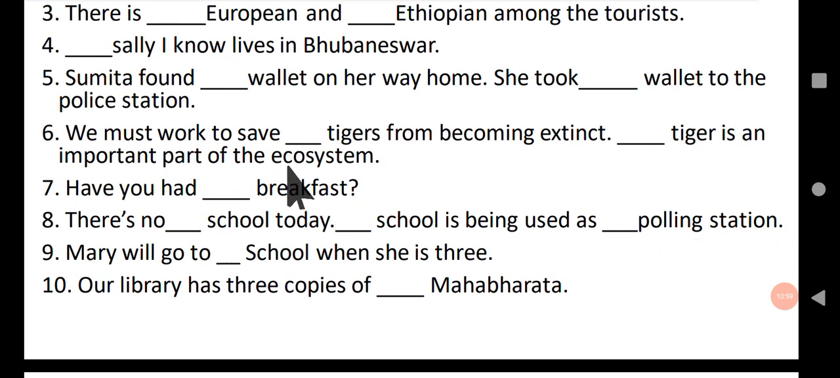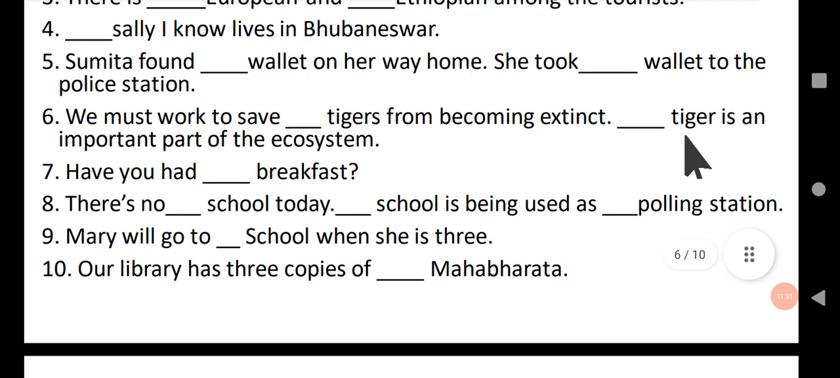We must work to save dash tigers from becoming extinct. Tiger is an important part of the ecosystem. We must work to save tigers can be used directly. You don't need any article. From becoming extinct, the tiger is an important part of the ecosystem. Here the tiger refers to again the whole sect of tigers, just like we had in the first exercise, the peacock, which refers to all the peacocks.